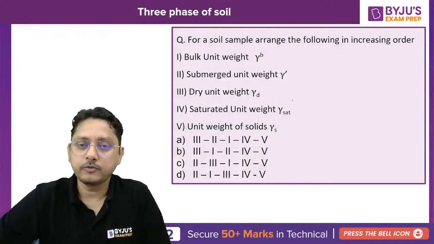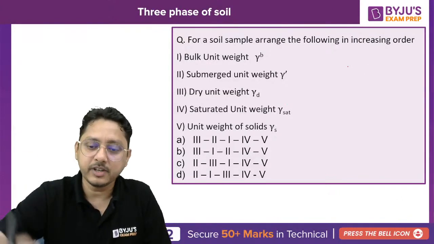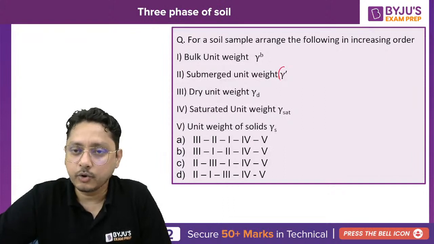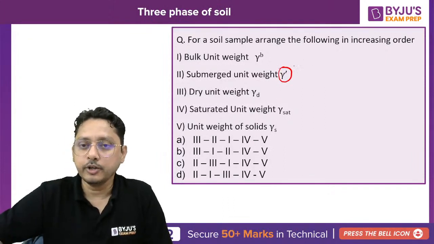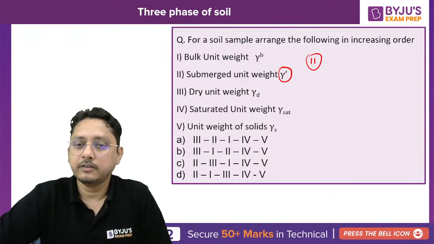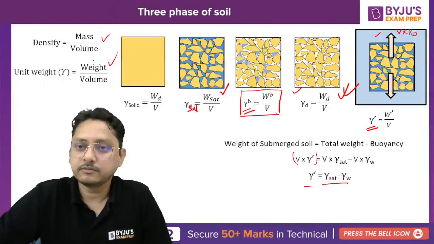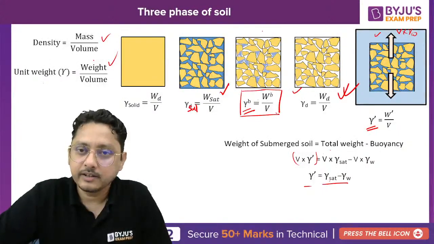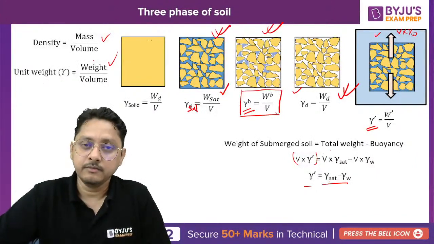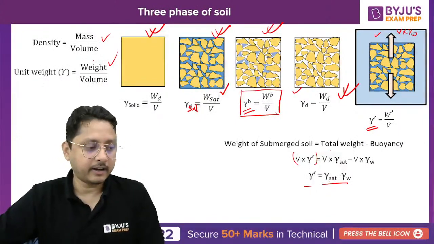Now if I ask you to solve this problem: for a soil sample, arrange the following in increasing order. From the previous slide you can identify. As I told you, gamma submerged is the lowest one. If you arrange in increasing order, first one will be your 2, the lowest one. Then the second one, you can see from this diagram, will obviously be the dry one. Third will be the bulk. Fourth will be your saturated. And fifth will be your gamma solid. Are you able to understand that?